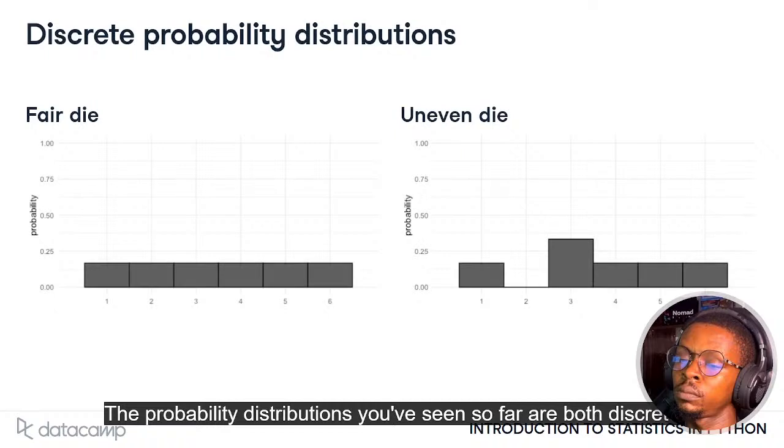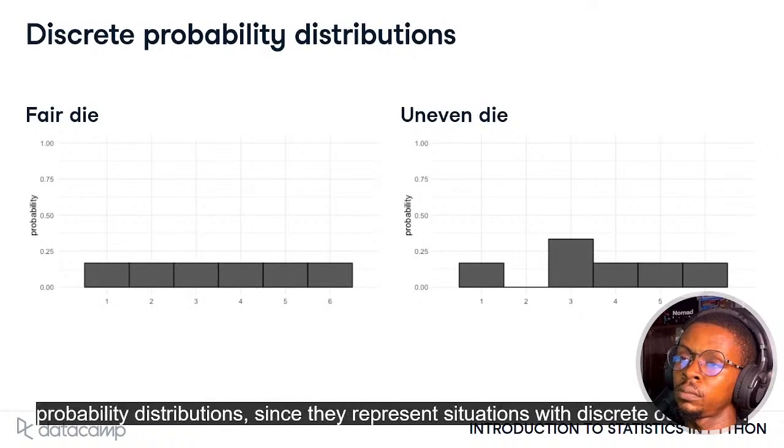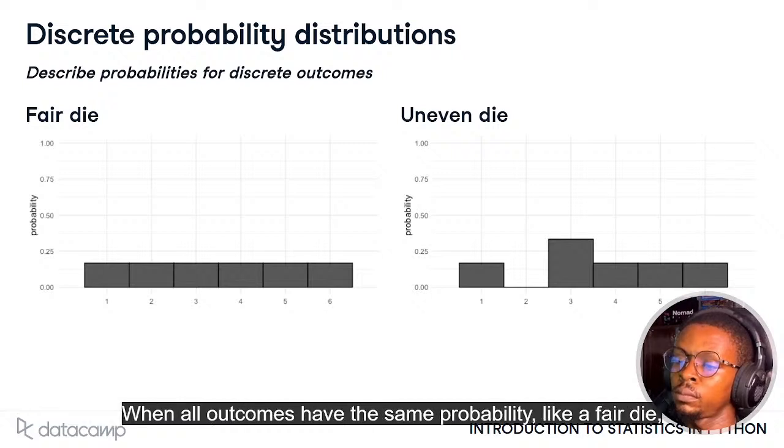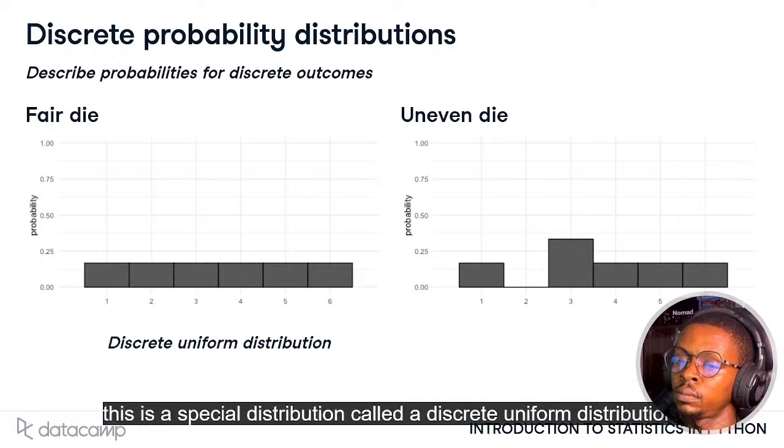The probability distributions you've seen so far are both discrete probability distributions, since they represent situations with discrete outcomes. Recall from Chapter 1 that discrete variables can be thought of as counted variables. In the case of a die, we're counting dots, so we can't roll a 1.5 or 4.3. When all outcomes have the same probability, like a fair die, this is a special distribution called a discrete uniform distribution.